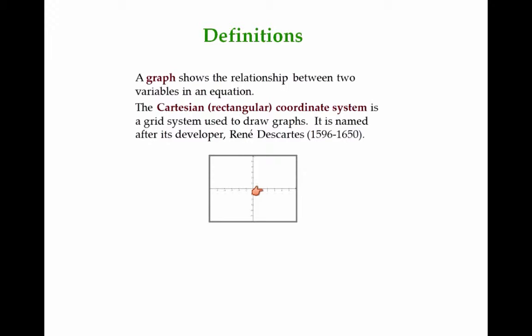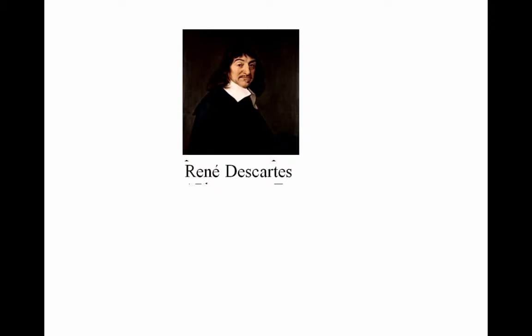As you see, this grid system is used to draw the graphs. We're going to see how to draw the line on this graph. This is named after its developer, Rene Descartes, 1596 to 1650. That was a long time ago. And this is the man responsible for this graph, obviously, this picture in the math book.